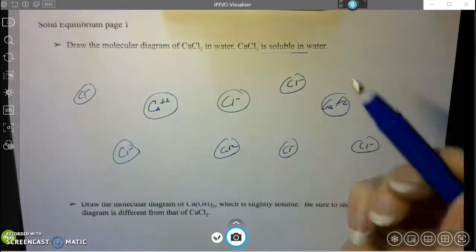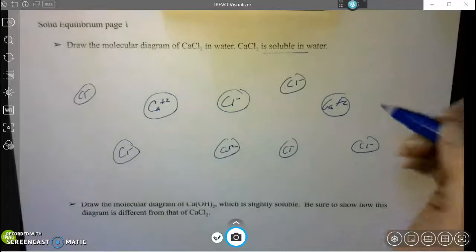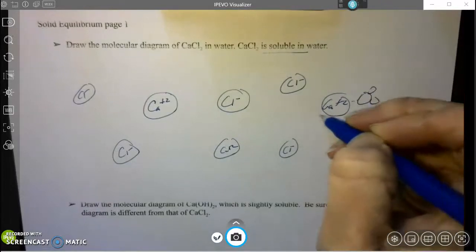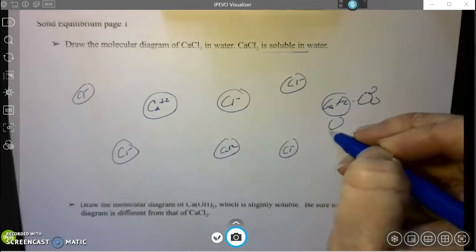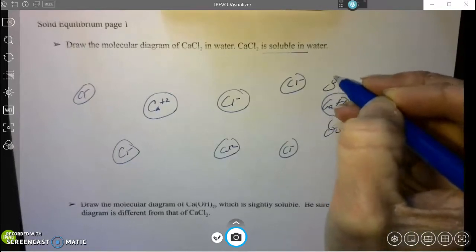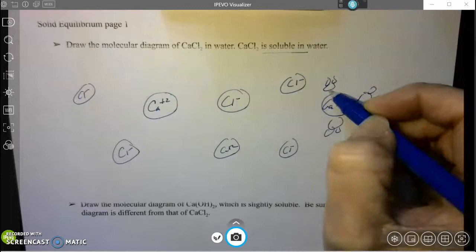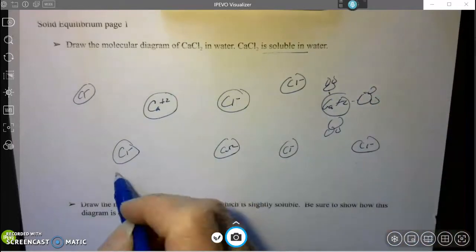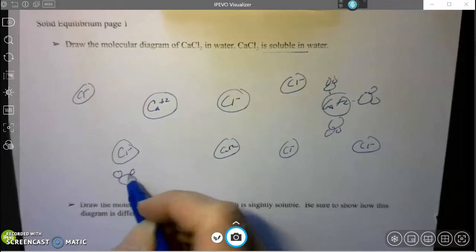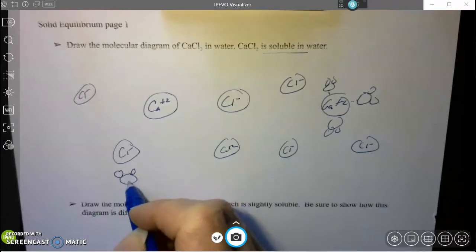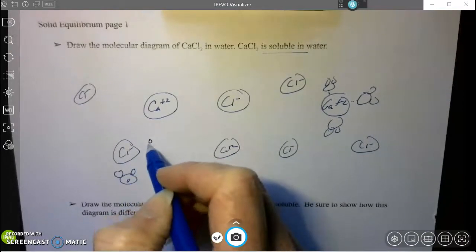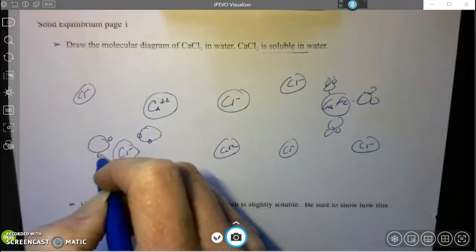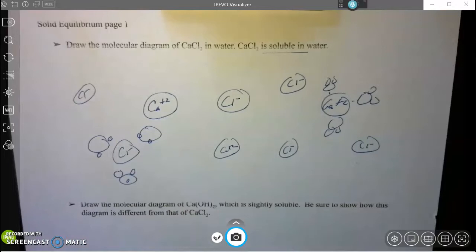Now, if you wanted to get really fancy, you could diagram the water molecules. So remember, the negative end of water's polarity would be attracted to the calcium. So again, when we say that something is aqueous, this is what we mean, that the ion is surrounded by water molecules. And if we did the same thing for chlorine, the positive end of water would be surrounding the chlorine ion. Okay.